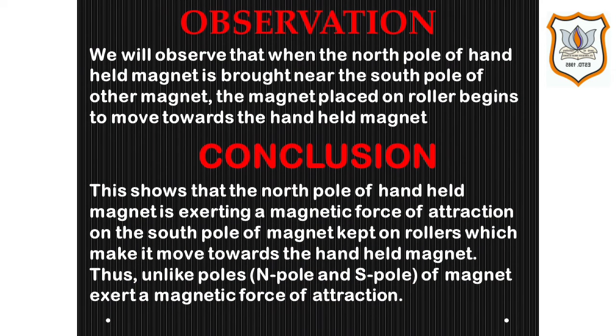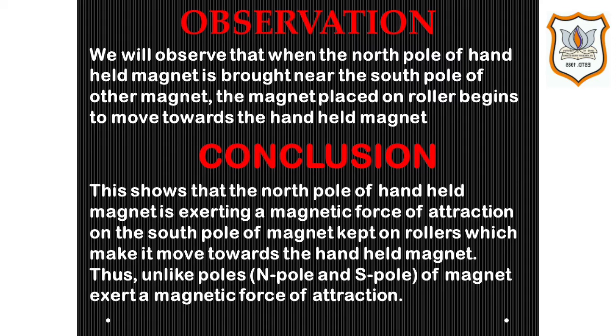So students, we will observe that when the north pole of the hand-held magnet is brought near the south pole of the other magnet, the magnet placed on the roller begins to move towards the hand-held magnet. And what is the conclusion for that?